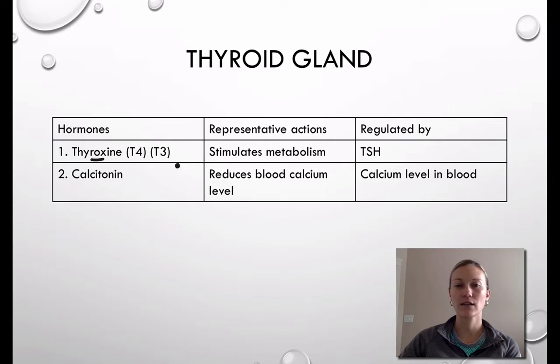The first one is thyroxine. This just stimulates your metabolism, and it's regulated by the thyroid stimulating hormone, or TSH. The other one is calcitonin, and it reduces blood calcium level, and it's regulated by calcium levels in the blood.